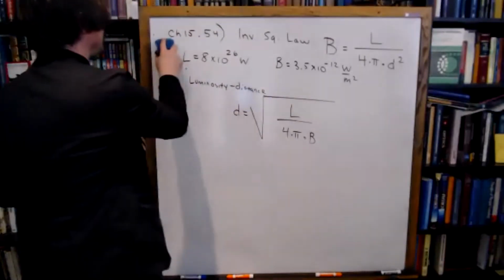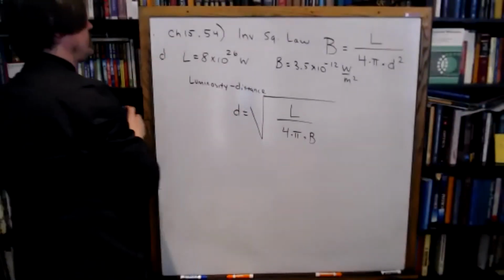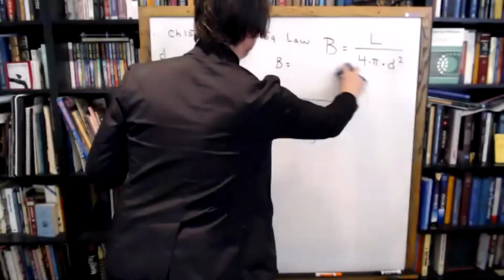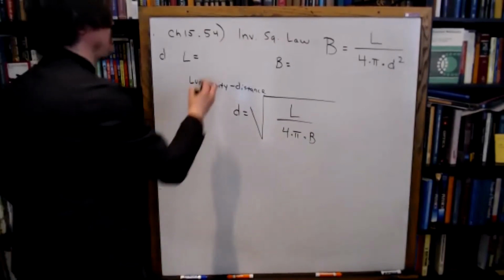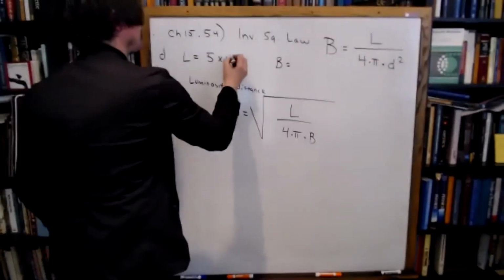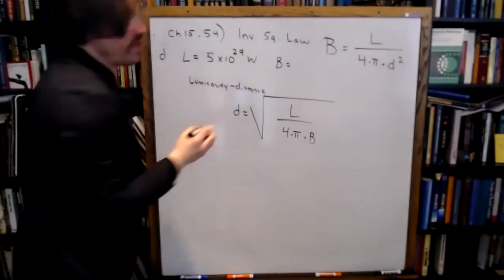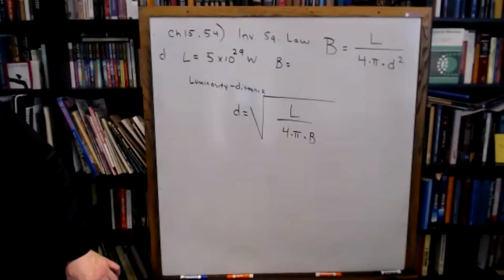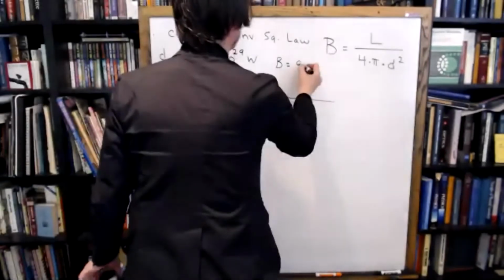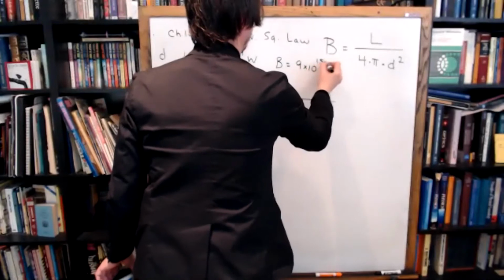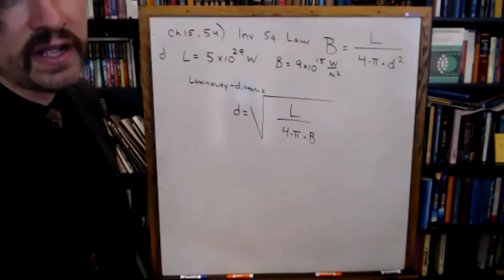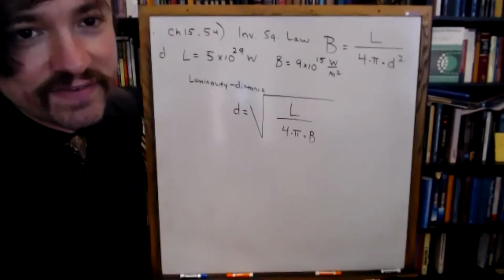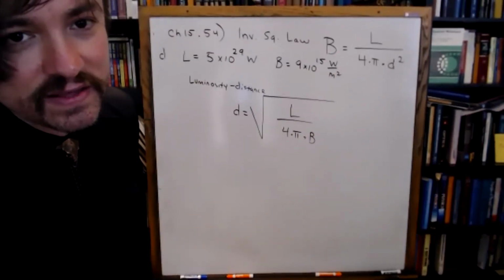I'm gonna keep my superstructure here. We're gonna go to part D. They've made a mistake in part D. I wonder if you guys can tell what it is. In part D, they say the luminosity is 5 times 10 to the 29 watts. And they tell us that the brightness is 9 times 10 to the 15 watts per meter squared. I have to wonder if they intentionally made this mistake. There's something hideously wrong with these givens. Do you know what it is?